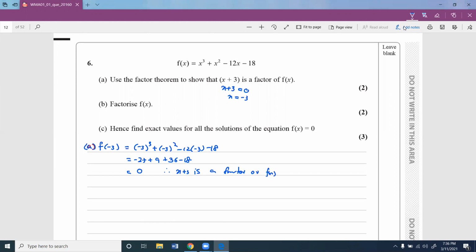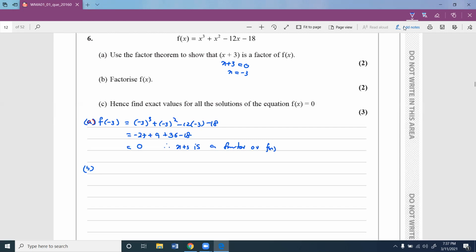You can just write like this. Right. Part B, factorize f(x). Then we know that here we cannot factorize a cubic expression straightforwardly. But for the moment, we know that x plus 3 is a factor. Then I'll just divide x cubed plus x squared minus 12x minus 18 by x plus 3, because we know that x plus 3 is one factor. Then see how many x terms there are for x cubed. x cubed divided by x is how much? x squared. Then write it x squared. Then multiply this whole expression by x squared and write it over here.